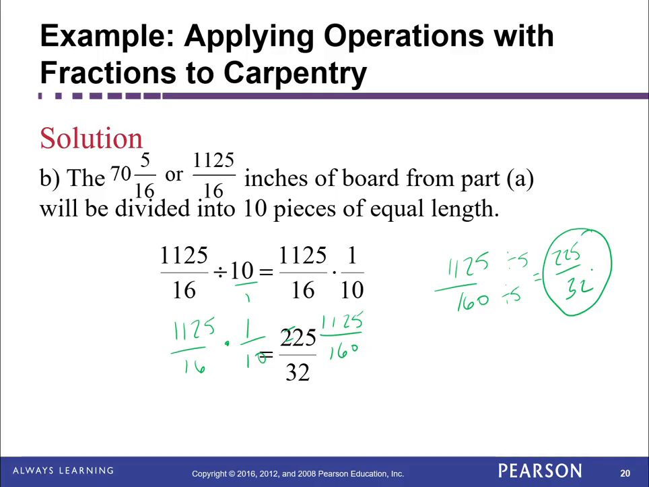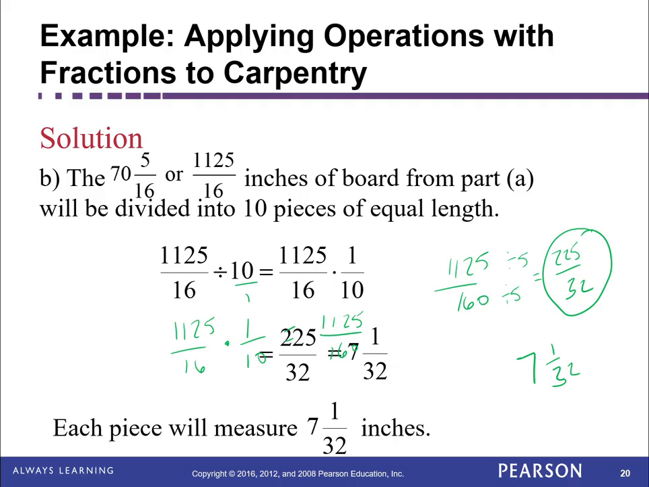So each one of those has equal length. If I put it in mixed number form, 7 and 1/32. So each of those 10 lengths are 7 and 1/32 inches long. Okay, easy enough.